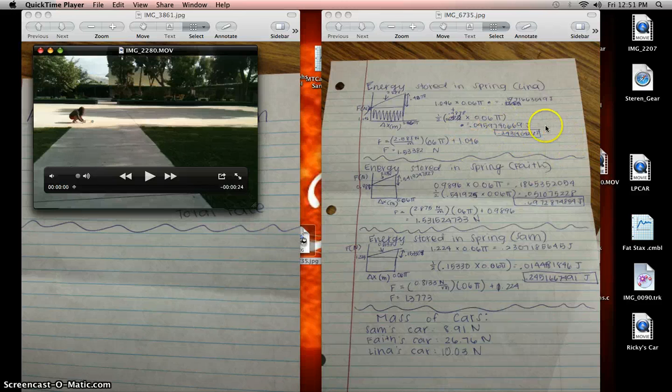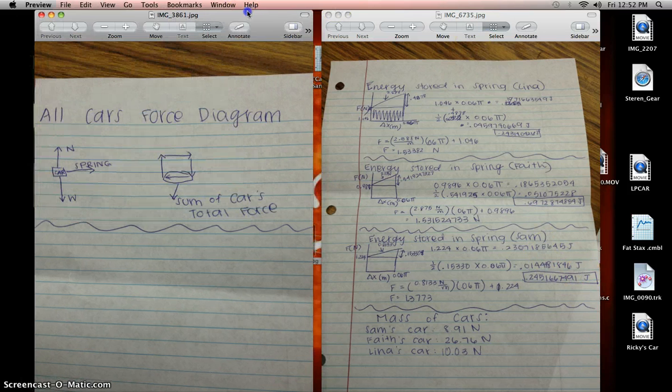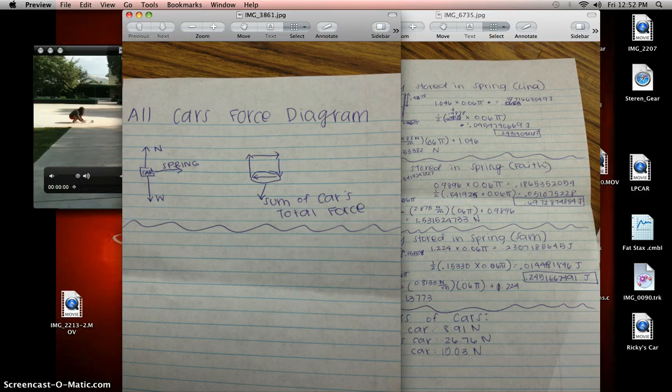Anyway, so Lina found out that the energy stored in her spring was 0.24314 joules. And then Faith found hers was 0.697228 joules. And mine was 0.24516 joules. So after that, we decided to just draw a force diagram for all the cars, and it's pretty easy to figure out what it's doing, and this is basically all that it's going to do.